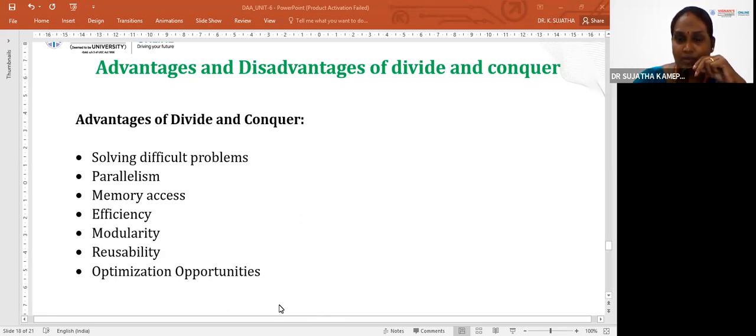Solving difficult problems. The divide and conquer method is a powerful method for solving difficult problems. It divides the problem into subproblems so that the subproblems can be combined again in designing a new algorithm. For many such problems, this algorithm provides a simple solution.